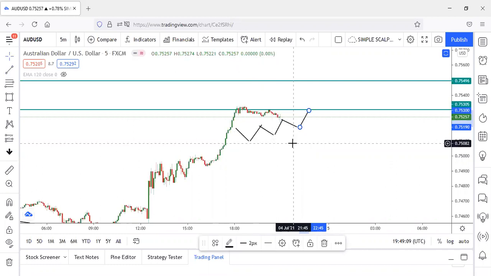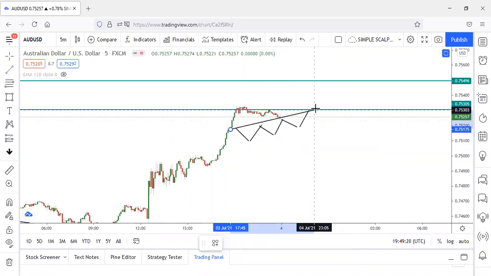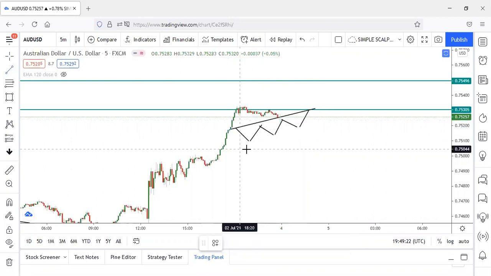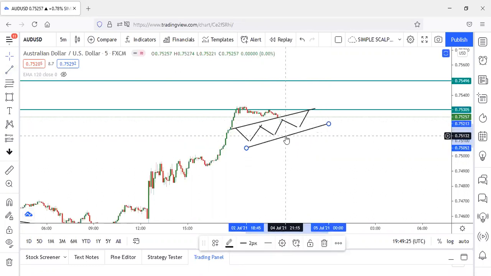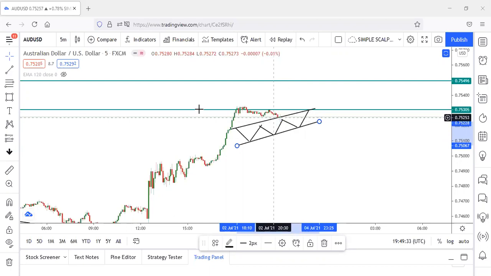Sorry, ascending channel. So you want to be able to see an ascending channel approaching the 50% level before you can say, okay, this is another confirmation that price is ready to reverse. This is a reversal pattern. So these are the kind of things you want to look out for around this area.